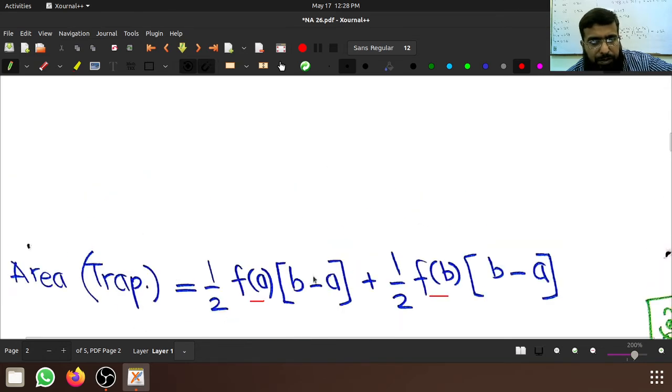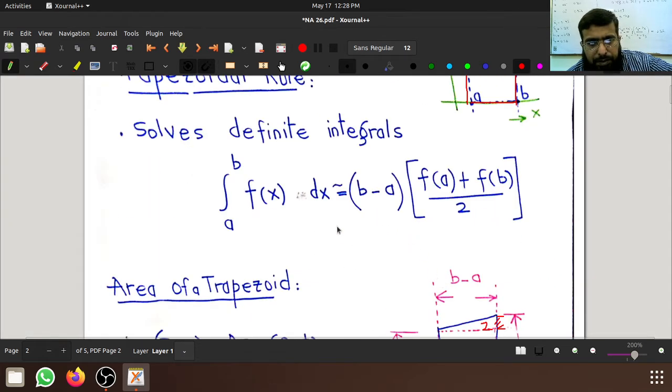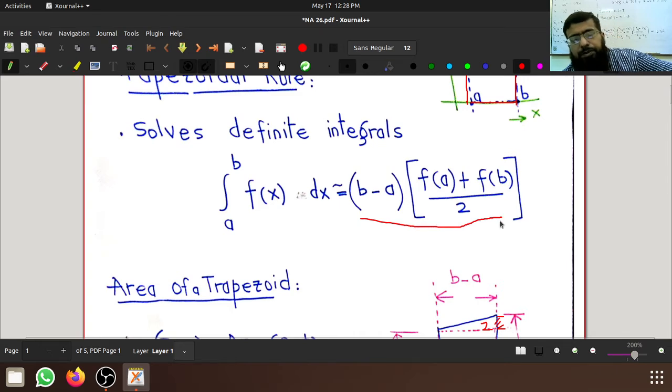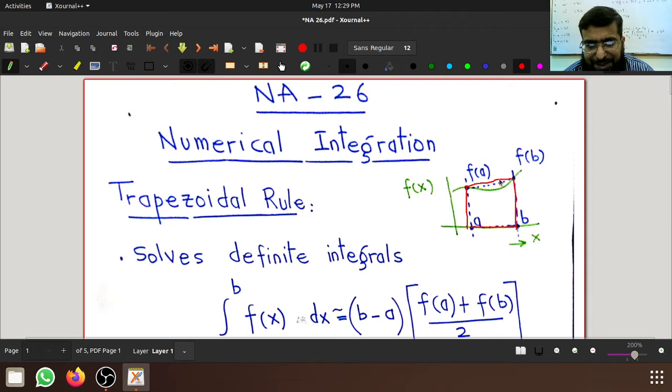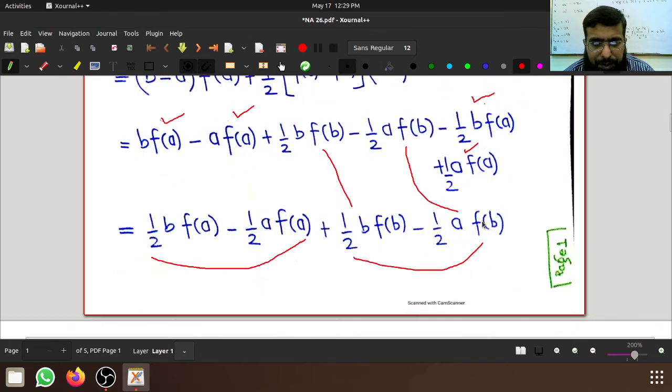So this is the same answer as this, b minus a by 2 times f of a plus f of b. So this is the approximate area under this curve, assuming that the line that joins f of a and f of b is a straight line. It's actually a very straight line. It's not drawn very straight, but it is actually a straight line. From f of a to f of b, it's a straight line.